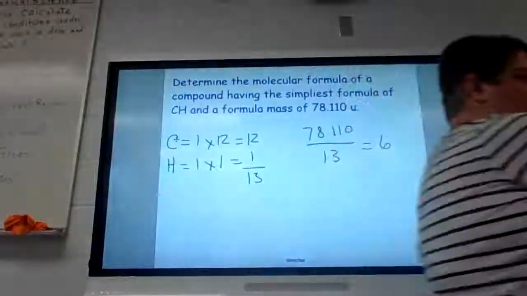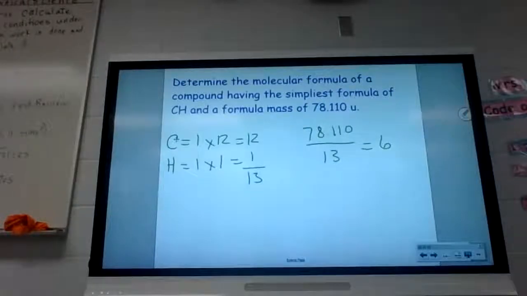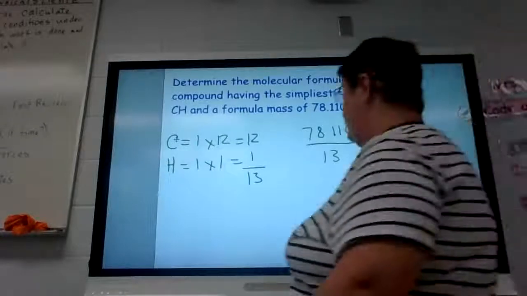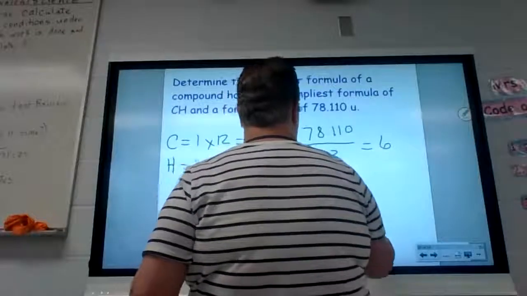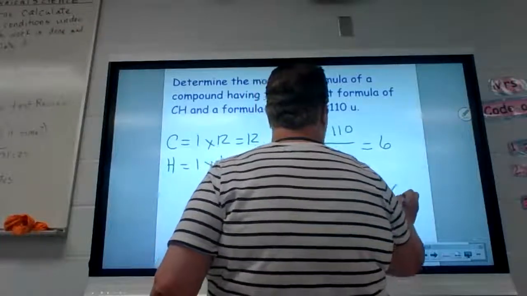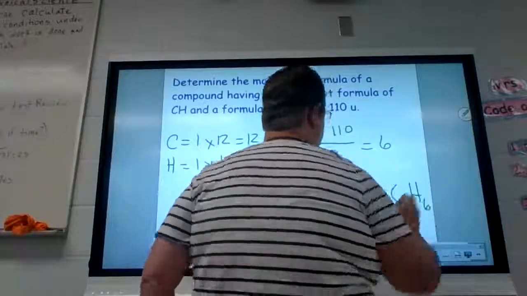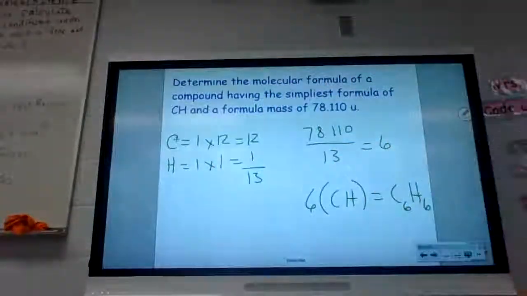Did y'all get that far? Yes, that's where I am. You take the mass that's given, which is 78. You divide by what you add up, which is 13. So 78 divided by 13 is 6. 6 times CH is C6H6. That looks so wrong. But it's actually the formula for benzene.